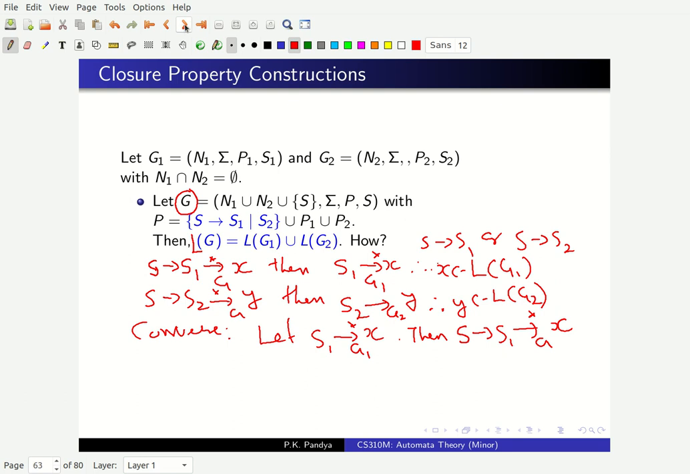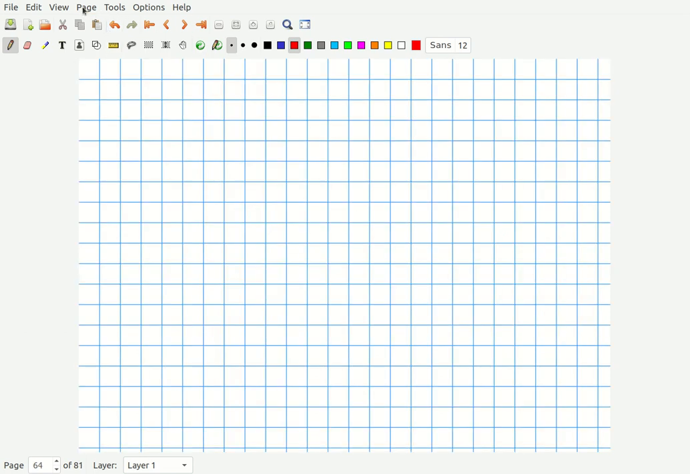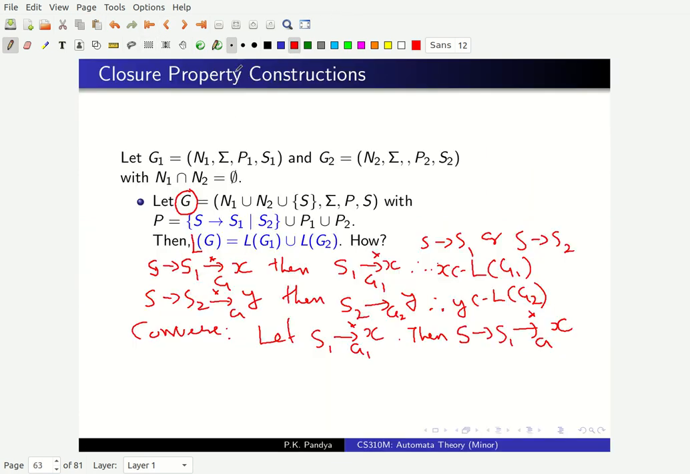So you will have to see this writing. Let me do one thing. Let me add a page. And from the page before, let me copy this part and put it there, because otherwise it will disappear.